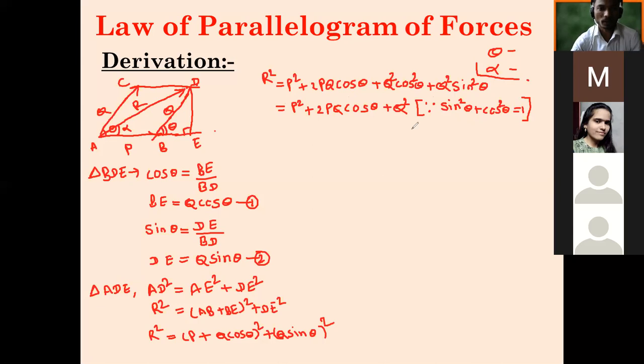Those who have not understood, for them I will write here. What will be the value of R? What we want to find is the value of R. R is equal to under root of P square plus 2PQ cos theta plus Q square.